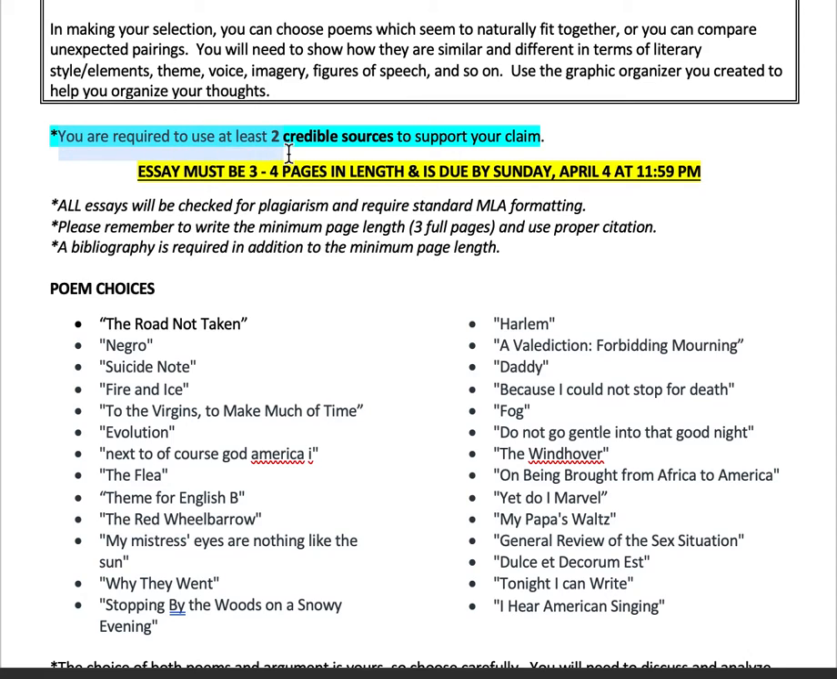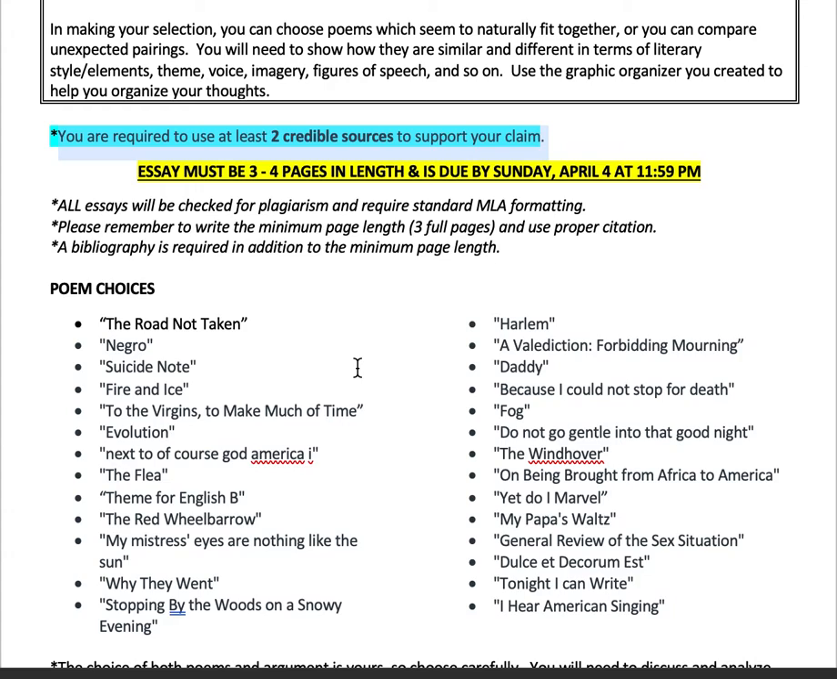So importantly, you do need to have two credible sources to help support your claim. They can be research sources from the internet. What I suggest, if you're not quite sure where to start, it's not a bad idea to start with the scholarship, start with the research, see what high-level source materials are talking about when it comes to analyzing these poems, and then that might help you find ways to connect two different poems.